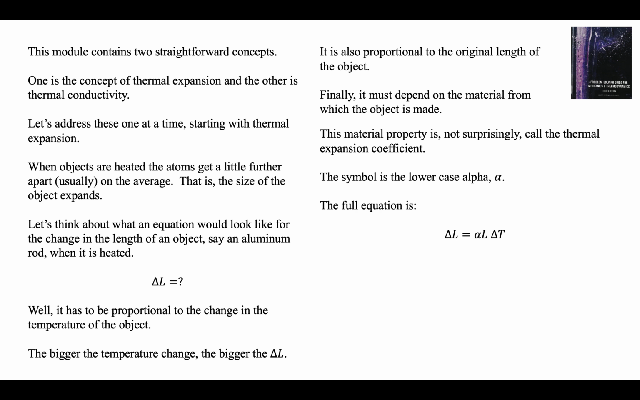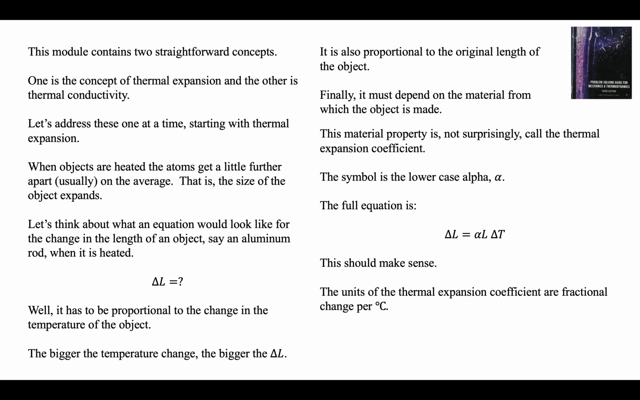The full equation is the change in length is a function of the thermal expansion coefficient of the material, the original length, and the change in temperature. That should make sense. You shouldn't have to remember that equation. The units of thermal expansion coefficient are fractional change, delta L over L, per degree. If you want, you can put the L in the bottom, and then you have delta L over L as alpha delta T. So the fractional change has no units, they're both lengths.